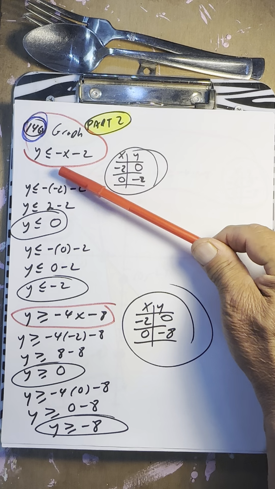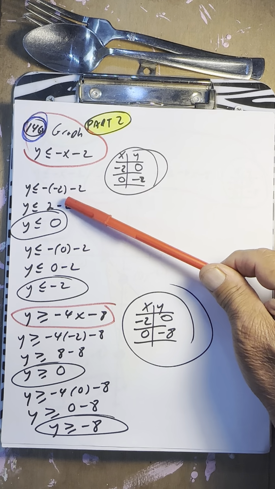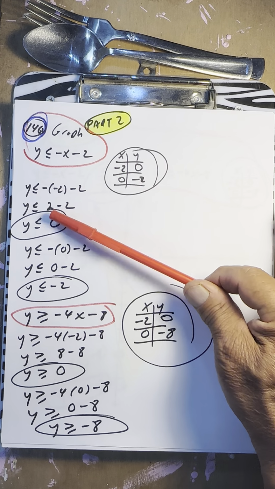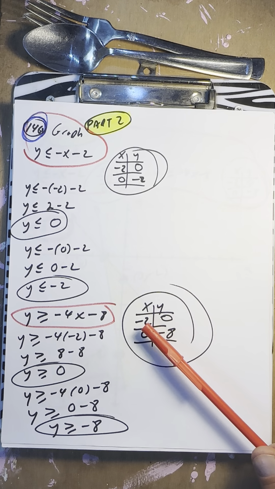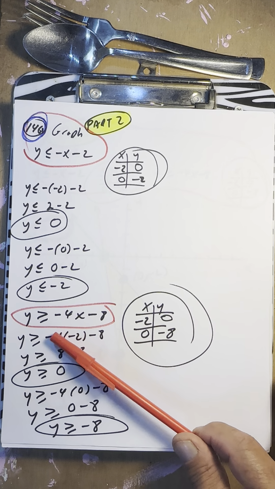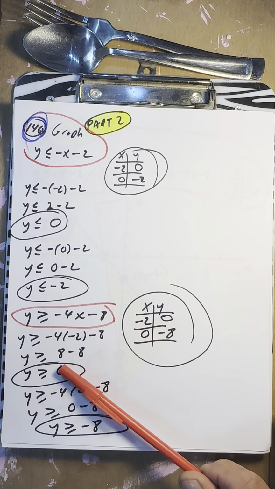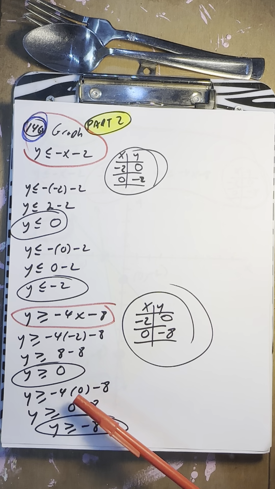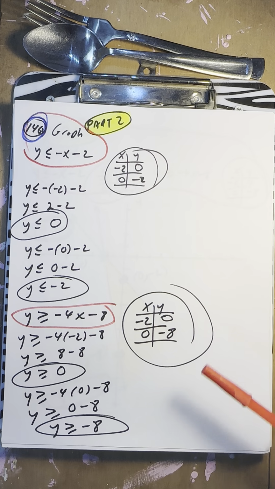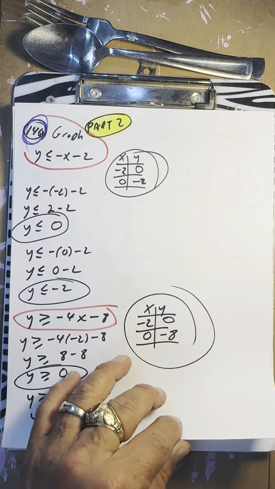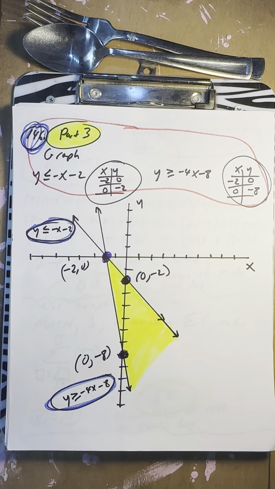So -2, negative is positive 2. 2 minus 2 is 0. Let's put a 0 in there. I'm going to get -2. And then just going to put a negative in there. Negative is 8 minus 8 is 0. And then 0 in there, I'm going to get 0 times that 0 minus 8, -8. So I got points. Put those in the graph. See what they look like.